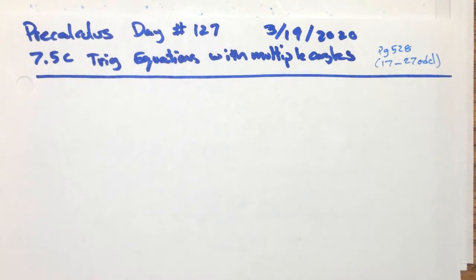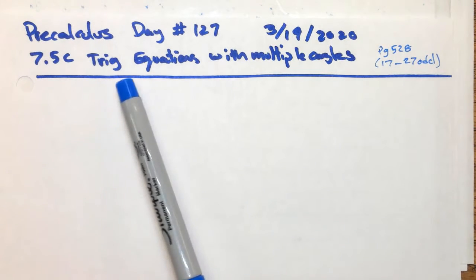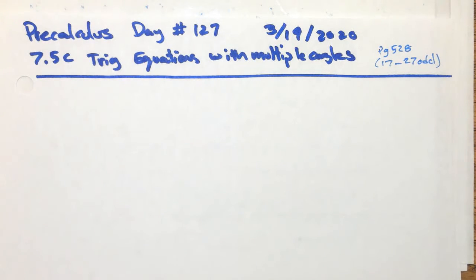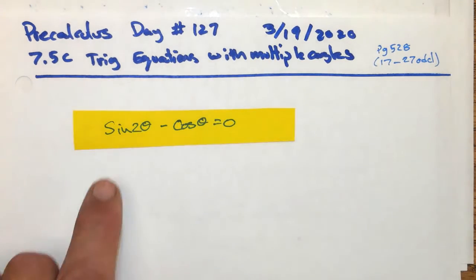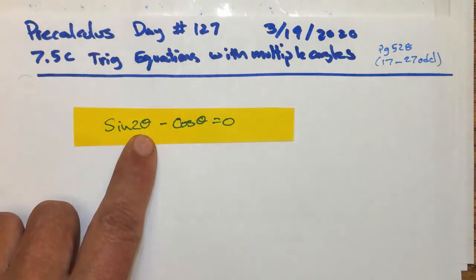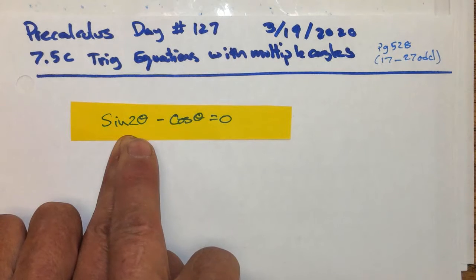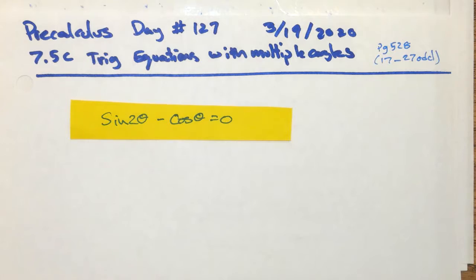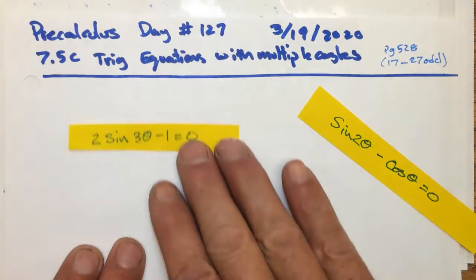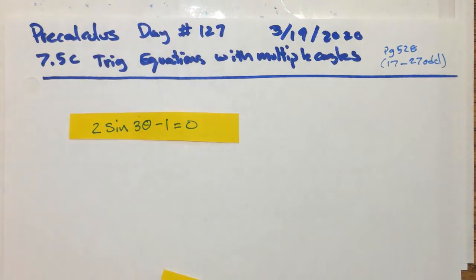Hello class. Today we're going to look at 7.5, the last part of 7.5, trig equations with multiple angles. Now we have seen equations like this before, like we solved this one where we had sine 2 theta. And we used an identity, and the reason we need to use an identity there is because there's only a theta there. So today we're going to look at some other equations, and we might look at this one, sine 3 theta. We don't have an identity for that, but it only occurs there.